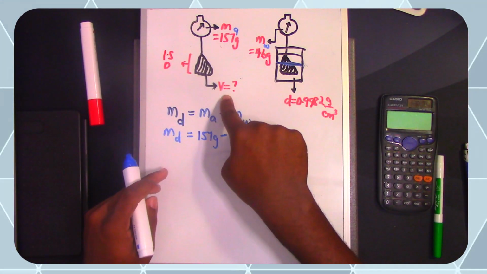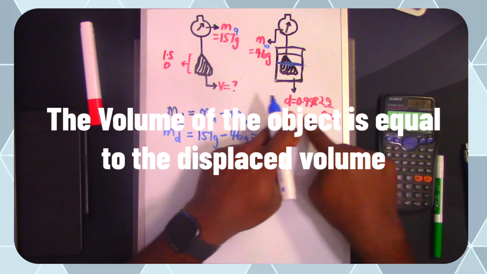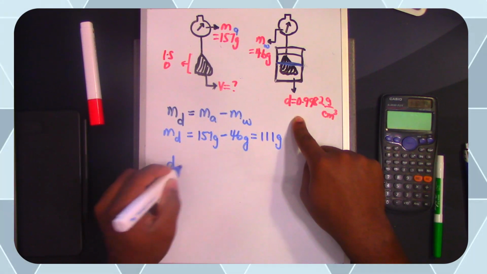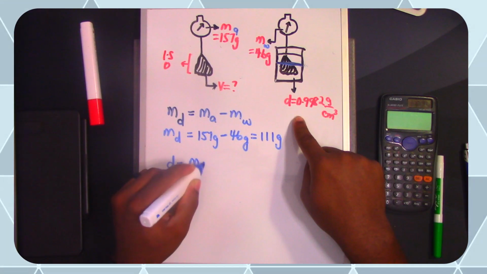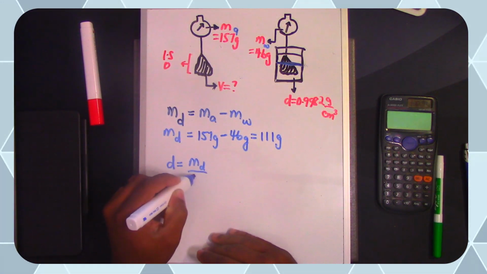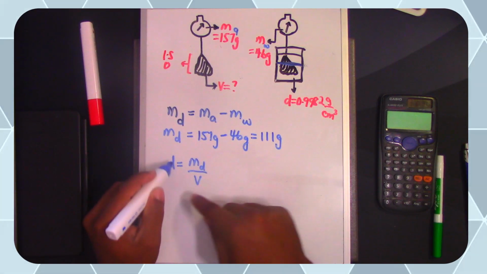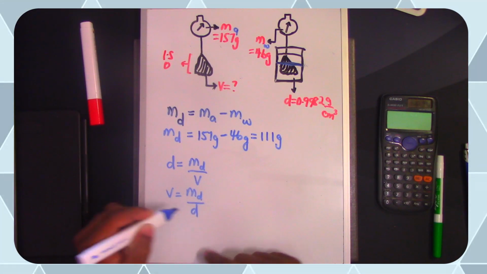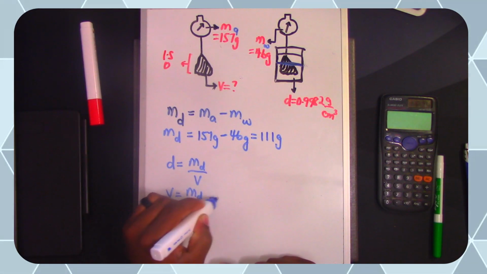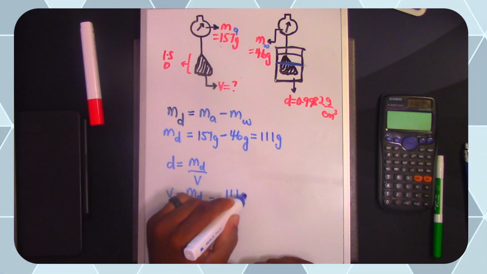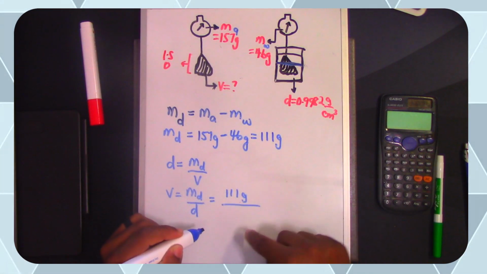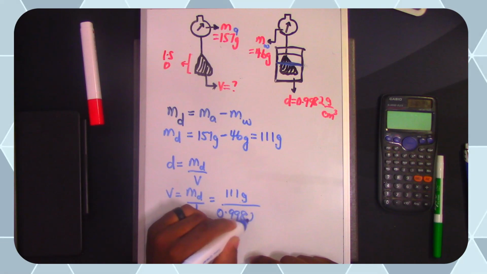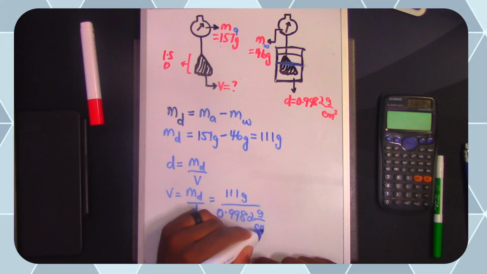Now this mass that is displaced is going to help us determine the volume, and this needs to be done with respect to water's density. We know that the density is equal to the mass of the displaced water divided by the volume. To find the volume, what do we do? Divide our mass displaced by the density. The mass displaced is around 111 grams, divided by the density of water, which is 0.9982 grams per centimeter cube.